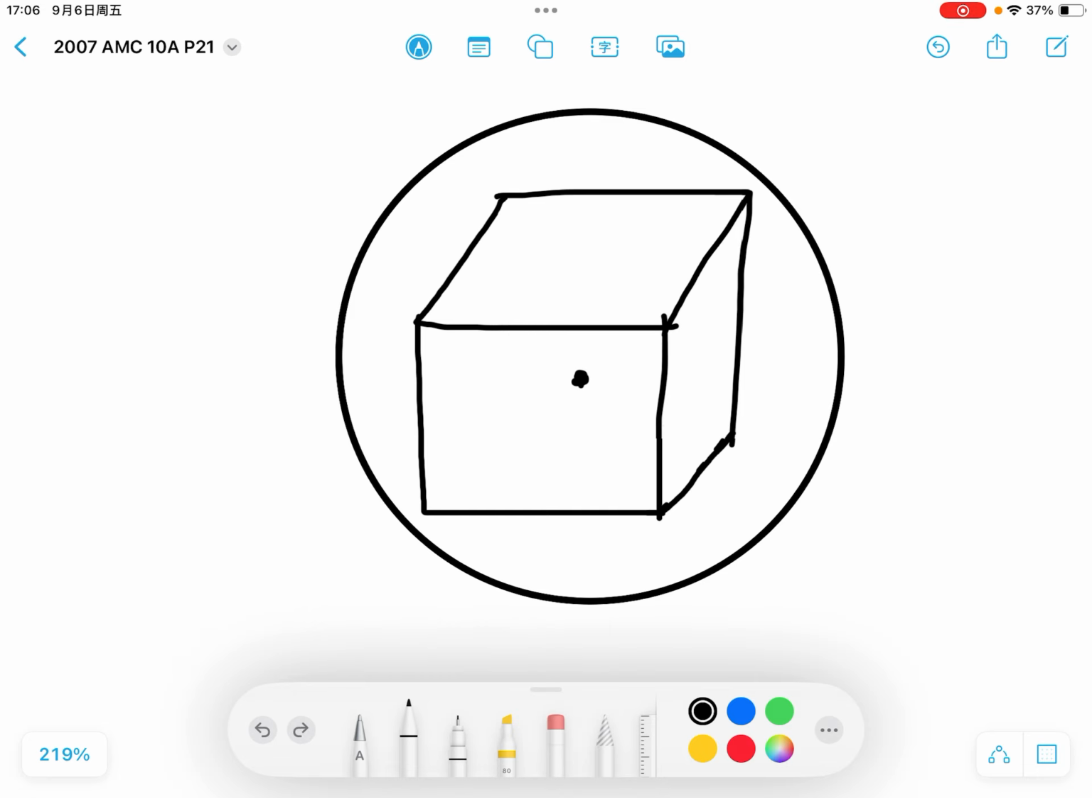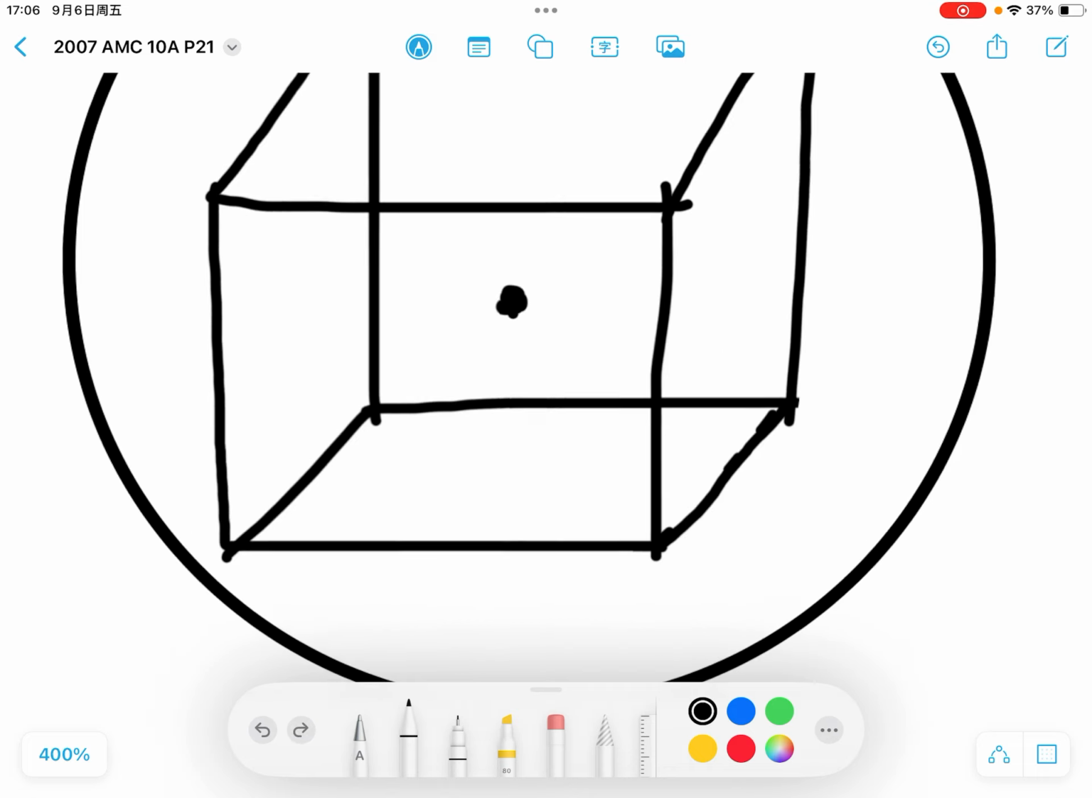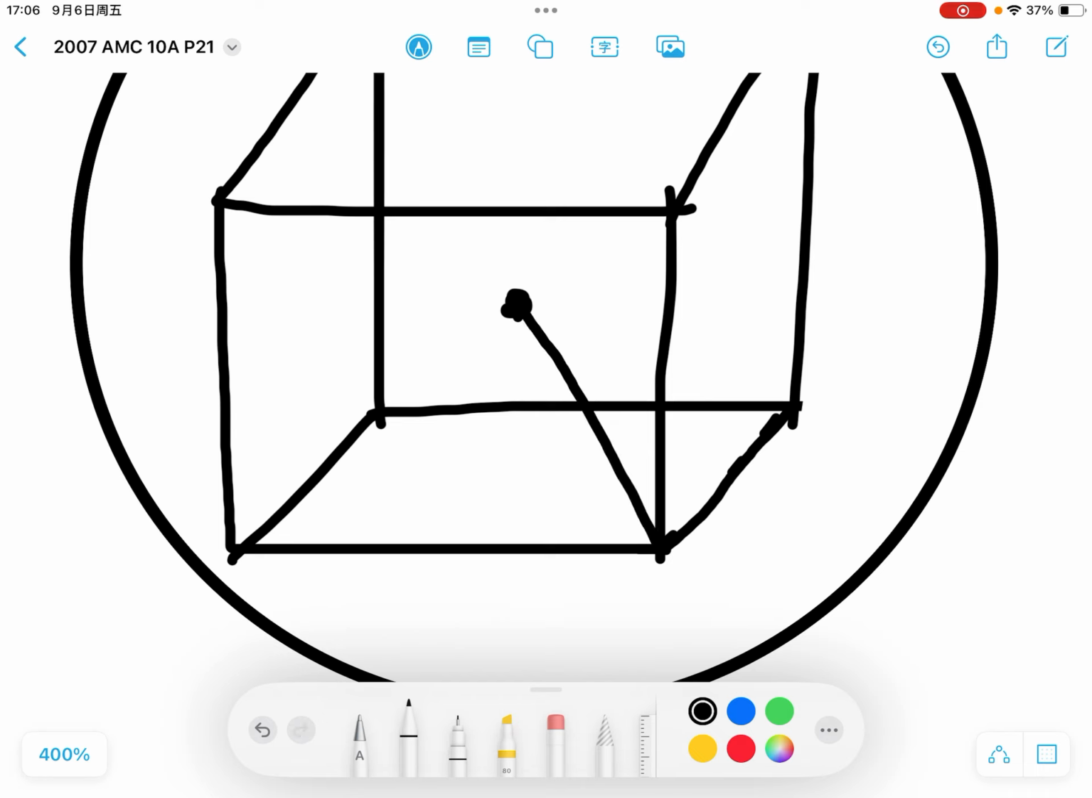So let me just make this cube look more 3D. Like that, right? And then if we connect this center point to all of the vertices above and below the center, then these are all radii, because these points are all on the sphere. But we don't need that many. We only need one radius, this one. So why this one? Because we can use the Pythagorean theorem.